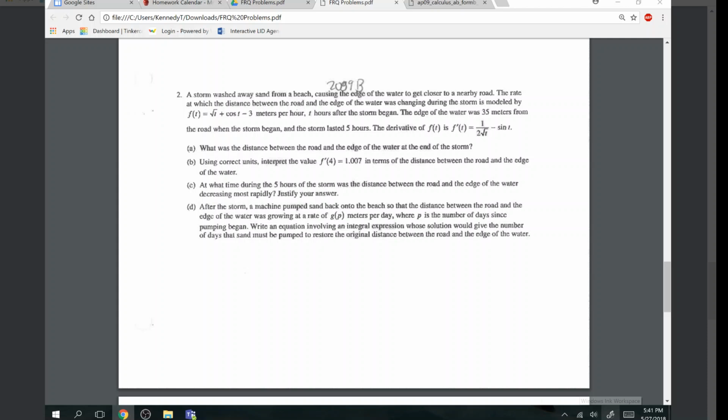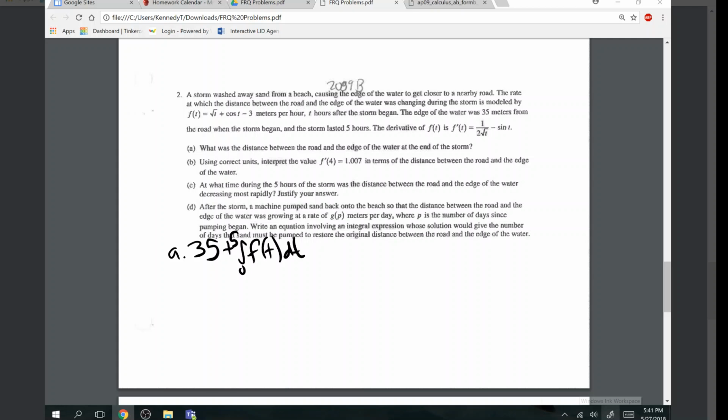All right, so for our first one, it says, what is the distance between the road and the edge of the water at the end of the storm? So we have a storm. The water was originally 35 meters away, and it sneaks in because it's washing away sand from the beach. So what we do is we take the original 35 and we add what our new function is going to do to it during the storm that lasts 5 hours. So 0 to 5 of f of t dt.